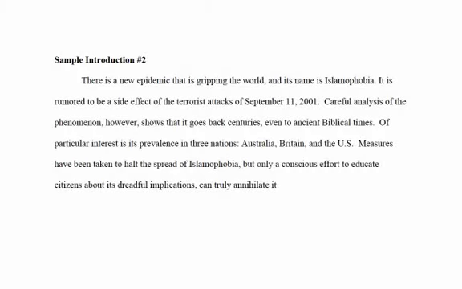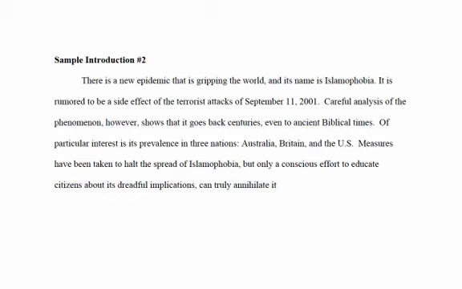You'll see that this one is much shorter and it starts out with sort of a dire statement. "There is a new epidemic that is gripping the world and its name is Islamophobia." This intro is short and sweet. It gets right to the point. Says, here's the problem, it's Islamophobia. And then we do get the traditional, let's put the thesis, or what we in Comp 2 call the argument claim, at the end of the first paragraph.